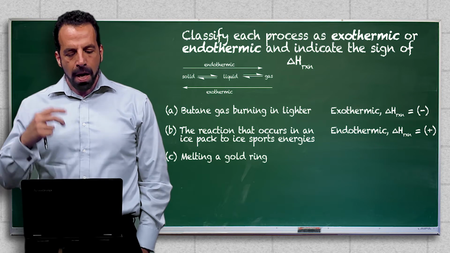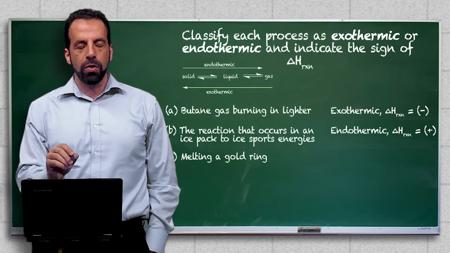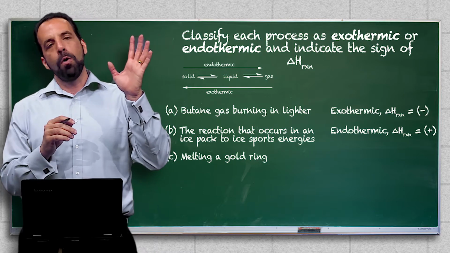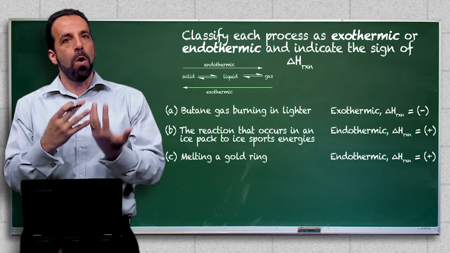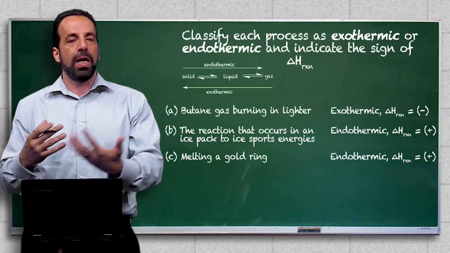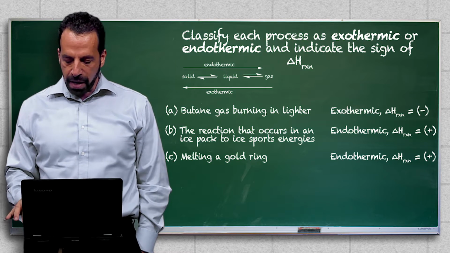Look at the next one, melting a gold ring. When I'm melting, I'm going from a solid to a liquid. And whenever you're going from left to right, or solid to liquid, that's endothermic. That gold ring has to pick up energy in order for it to melt. And so that's going to give a positive sign.